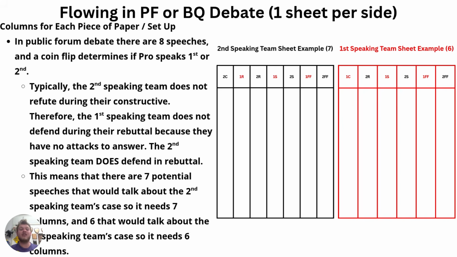So that means that there are 7 speeches that will talk about the second speaking team's case, every single speech except the first team's constructive. But there are only 6 speeches that will talk about the first speaking team's case, because the second speaking team's case won't, and the first speaking team's rebuttal doesn't need to defend themselves because there is nothing to defend. So a piece of paper for the second speaking team would have 7 columns, and the piece of paper for the first speaking team would have 6 columns. Now, if you're doing big questions, the affirmative paper would have 6 columns, the negative paper would have 7 columns.